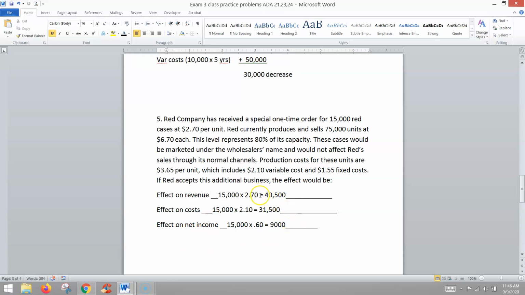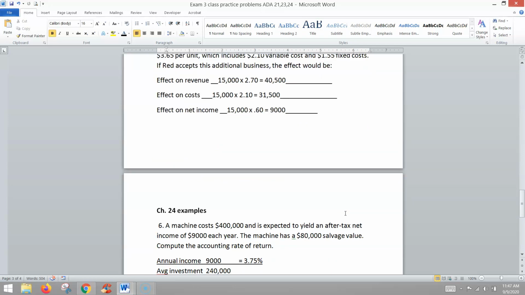Or if you looked at it on a unit-per-unit basis, they're sold for $270 and cost $210, therefore the increase is $60 per unit. And you could take this $60 times the volume of 15,000 to determine $900,000. Same answer, just different ways to get to it.